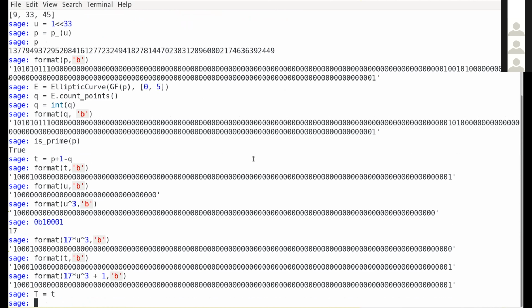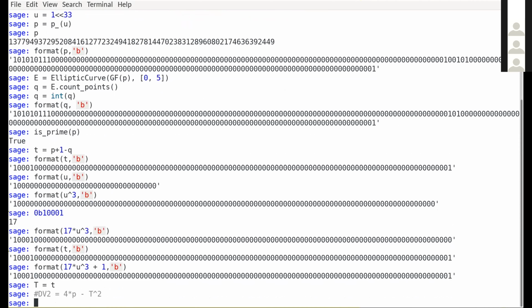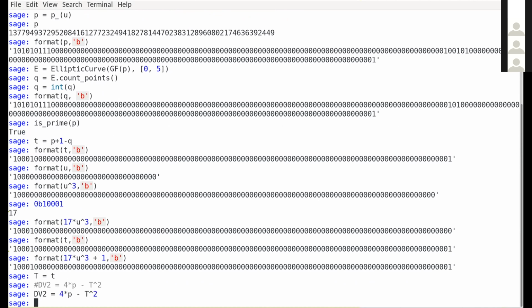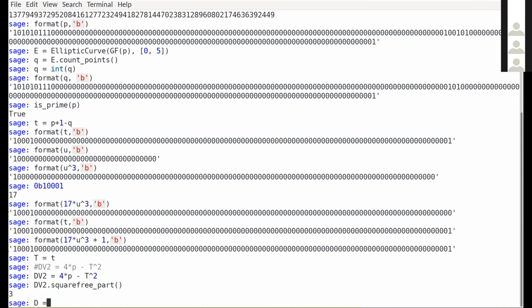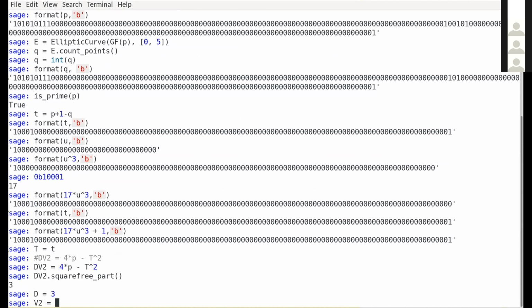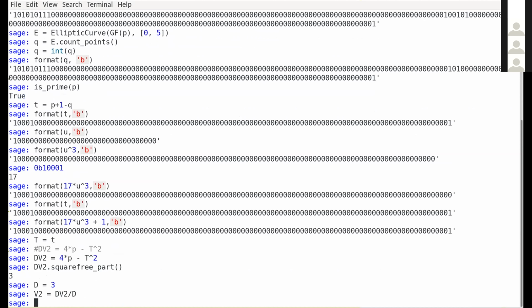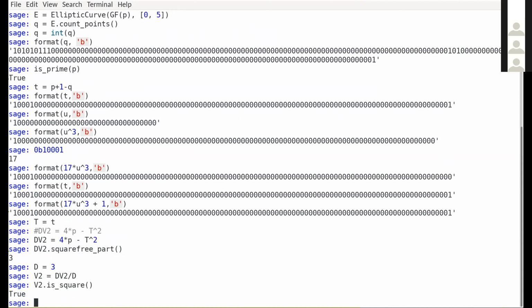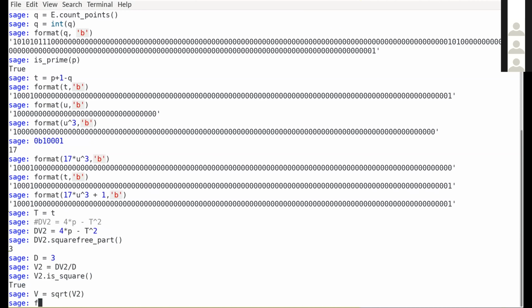So remember our norm equation is this. Well, we have P and we have T, so we can just compute dV squared. Let's take its square free part. Did I take that correctly? Okay, 3. So d equals 3. That's good. So v squared equals dV squared over d. Well, that's a better v squared. Yes, it is. So we can take its square root.